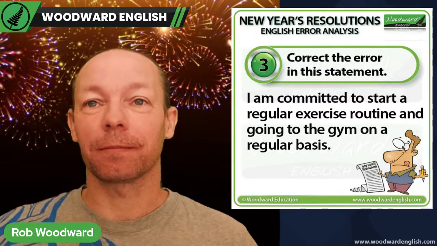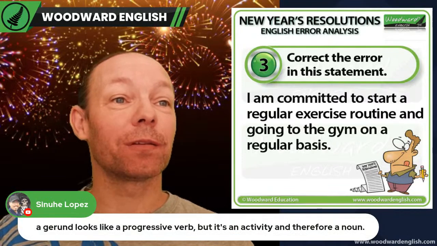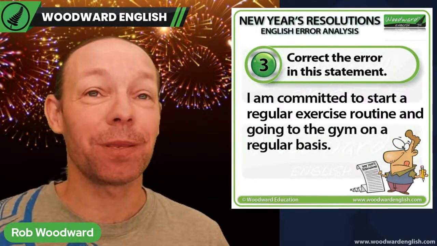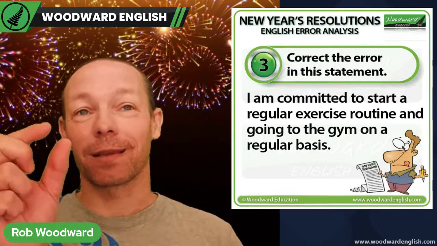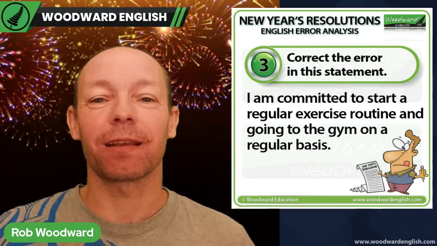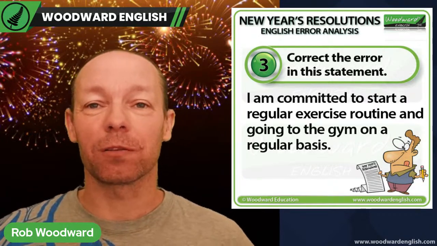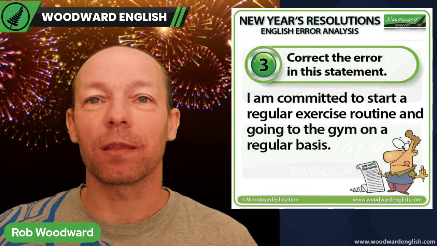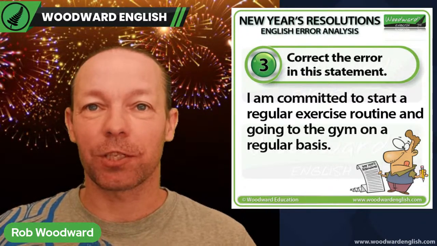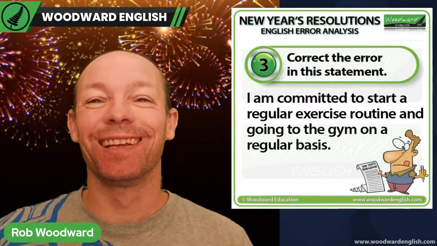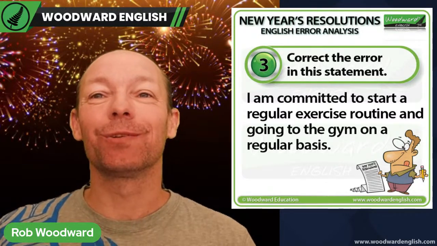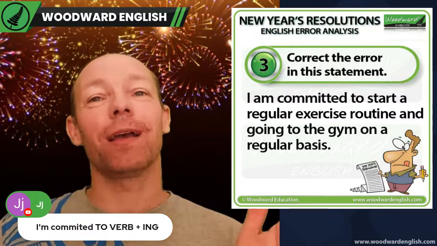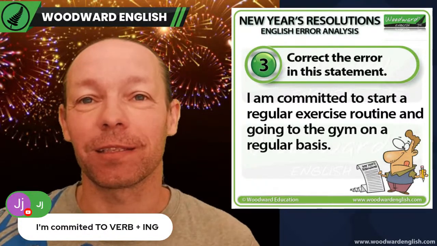So what else are there? Exactly. A gerund looks like a progressive verb, but it's an activity and therefore a noun. Gerunds can be nouns too. It looks like a verb, but I just say it's like a verb plus ing. It's easier for people to remember because with the word gerund, people get scared. So what else do we got there? Committed to, yeah. Just imagine it's the verb form, but you add ing. Grammatically correct. It's a gerund.